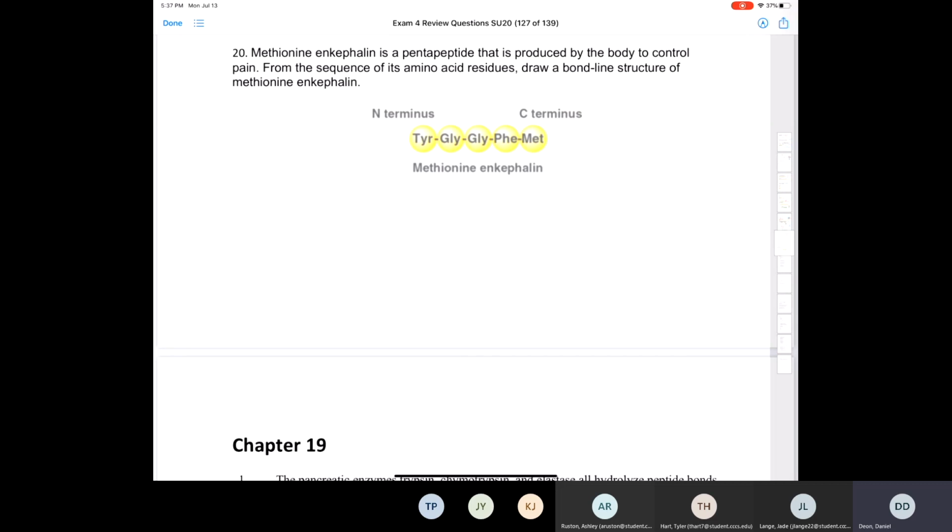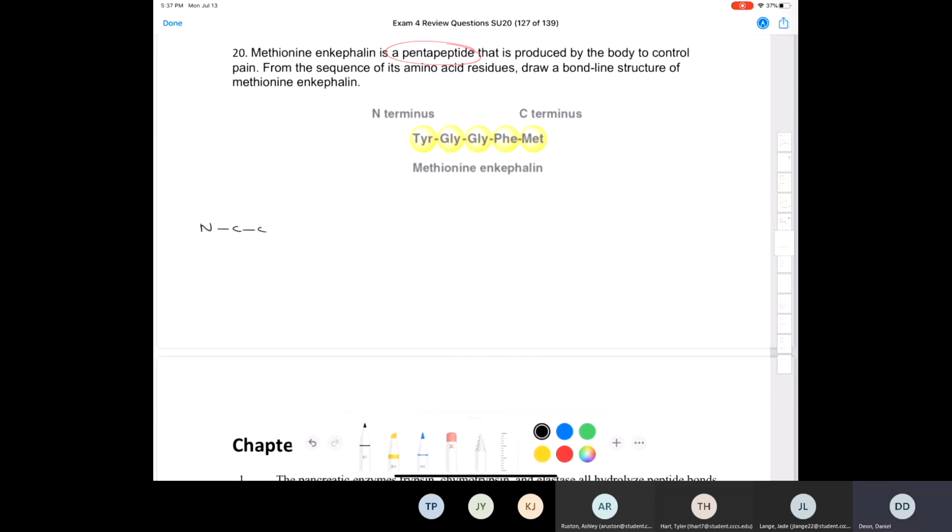It says, just get some practice in drawing a pentapeptide. Methionine enkephalin is a pentapeptide that is produced in the body to control pain. From the sequence of its amino acid residues, draw a bond line structure of methionine enkephalin. Follow me very carefully here. I've got 5 amino acids, right? It says here pentapeptide.